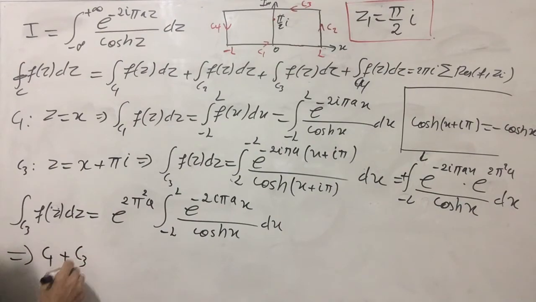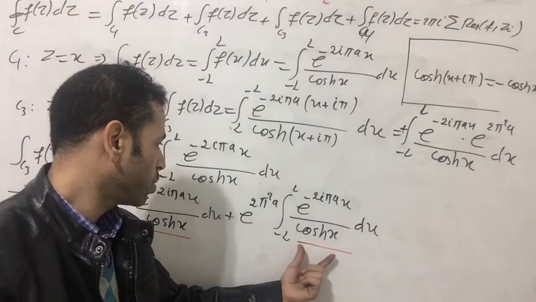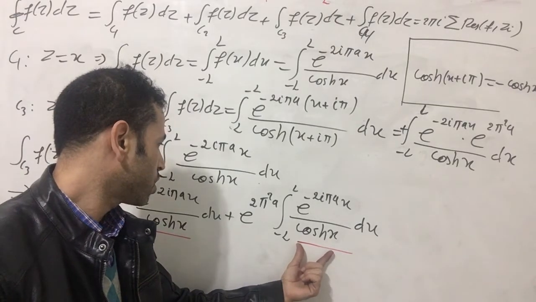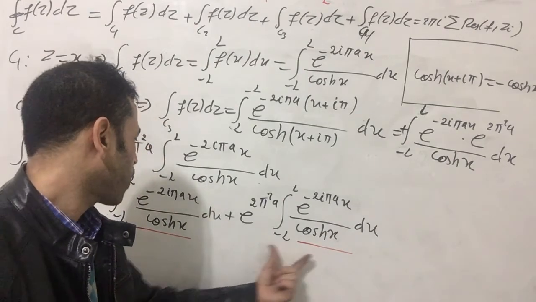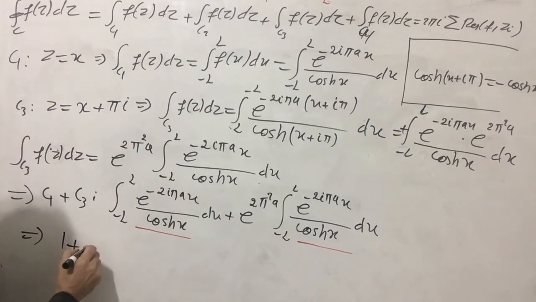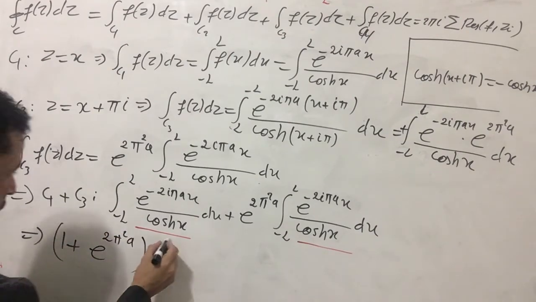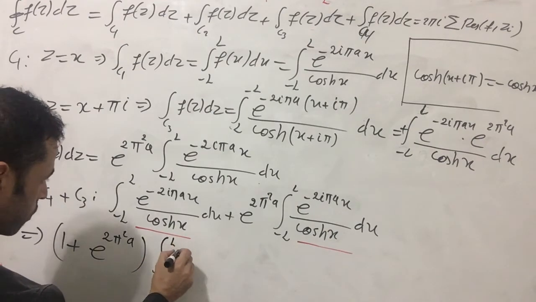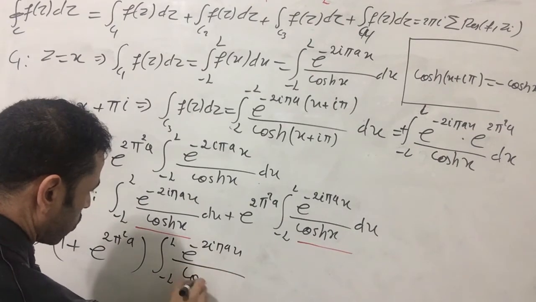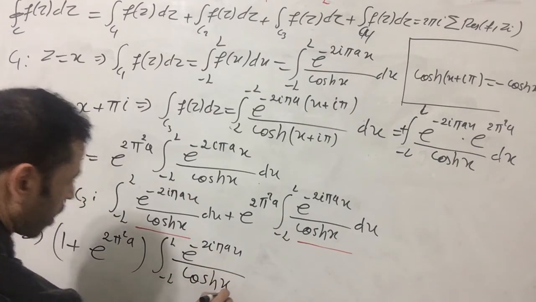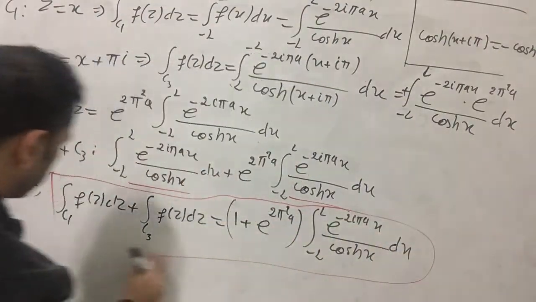c1 and c3. Okay, so if you take a look at here, this function is the same function here. I'm going to take this integral as a common factor. We will have 1 plus e to 2 pi square a multiplied by this integral from minus L to L, e to the minus 2i pi a x over cosine hyperbolic x dx. Now I have calculated both integrals.